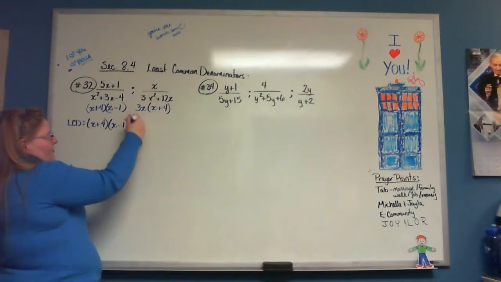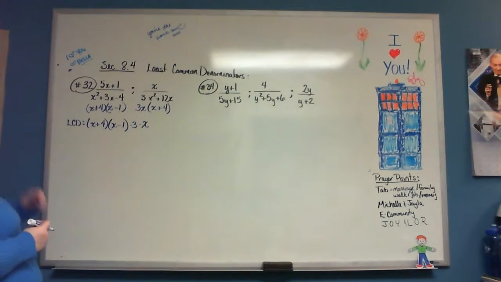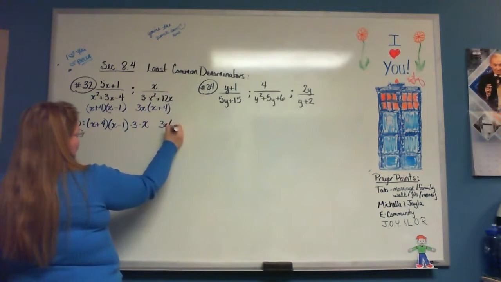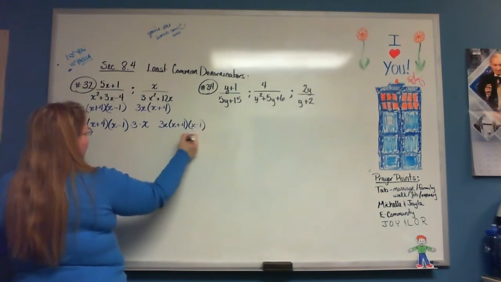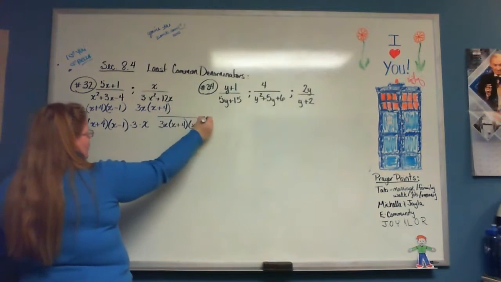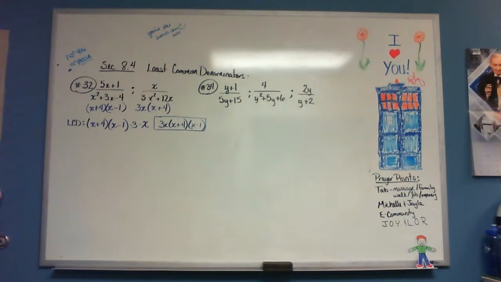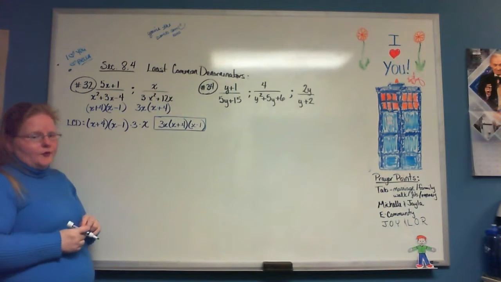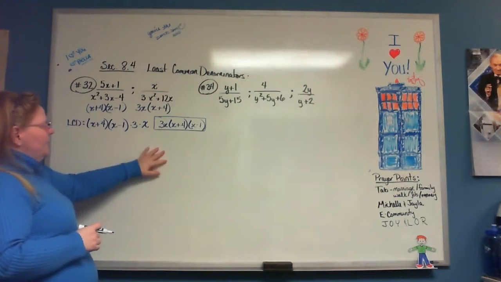This has a 3, so I have to include a 3. And this has an x, so I have to include an x. Which makes my LCD now 3x times x plus 4 times x minus 1. This one I would not multiply out. Just the tops. When we get to the tops, they're going to need to be multiplied out. The bottom, leave it in its factored form. There's no point to multiplying it. Okay, so we found the LCD.